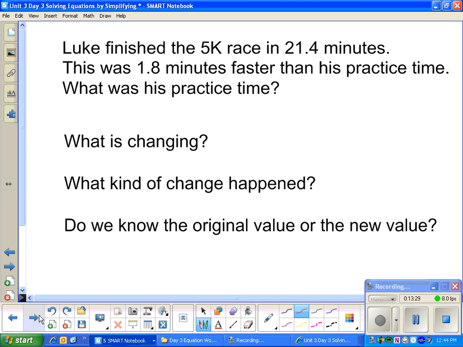Luke finished the 5K race in 21.4 minutes. This was 1.8 minutes faster than his practice time. What was his practice time? All right, so what's changing here is how fast he runs the race, right? So it's the time, his running time, which is changing, and I will call that variable t.